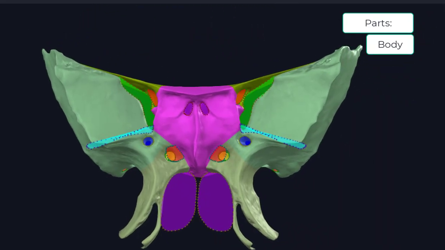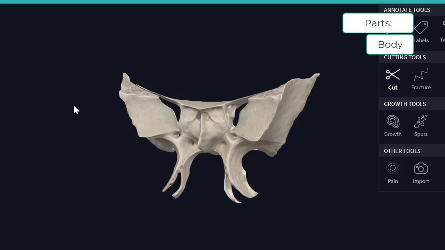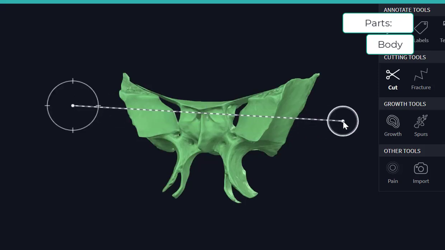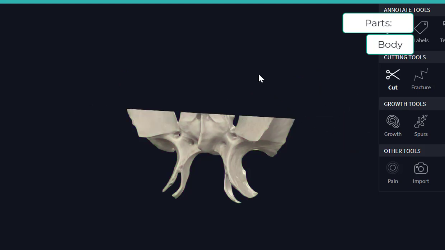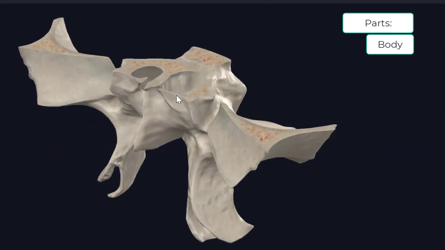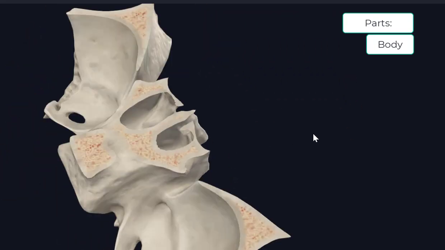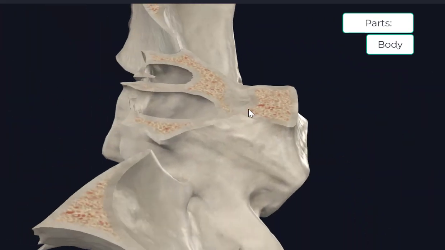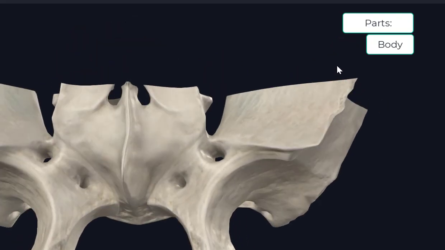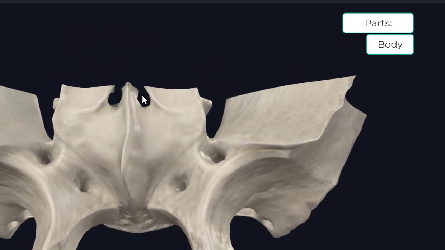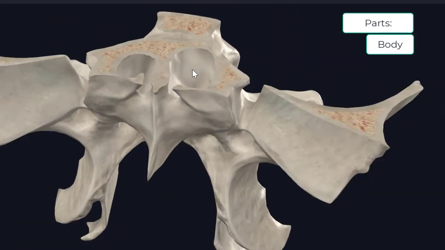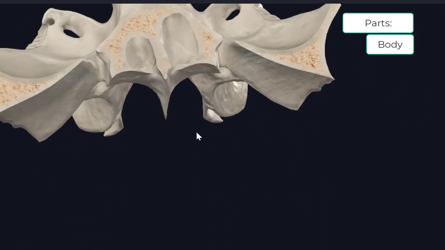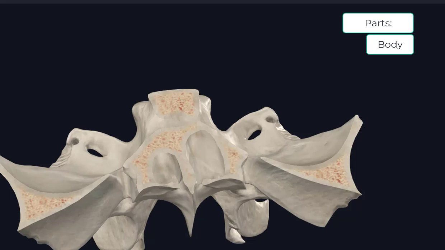Let me show you that sinus. When I cut the sphenoid bone horizontally and remove the top part, you are going to see inside the body there is an air-filled sinus. Those are the openings and those are the sinuses itself. Why do we need the sinuses? Please write down your answers in the comment section.